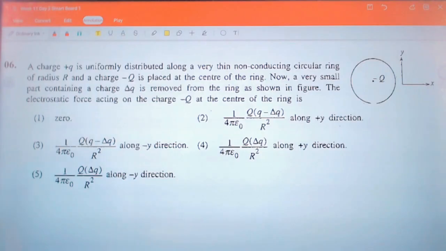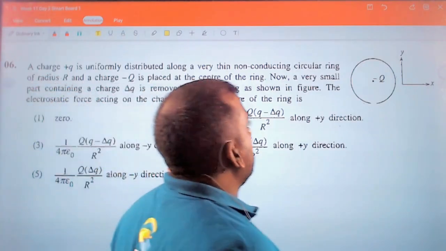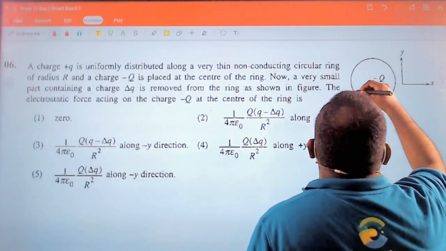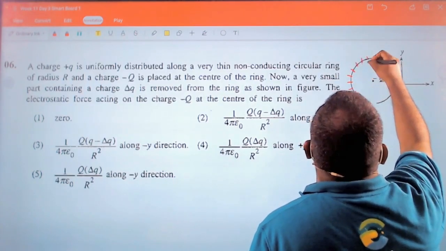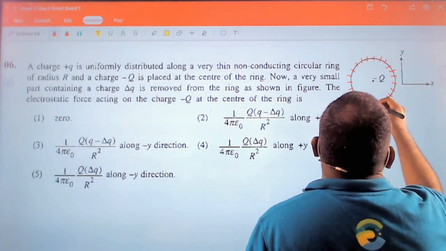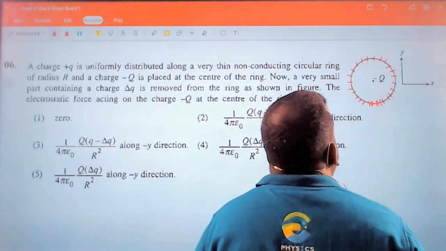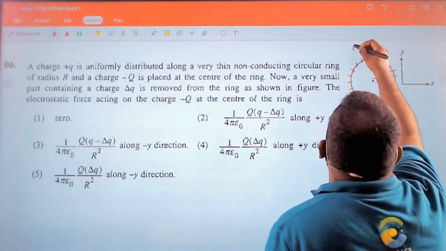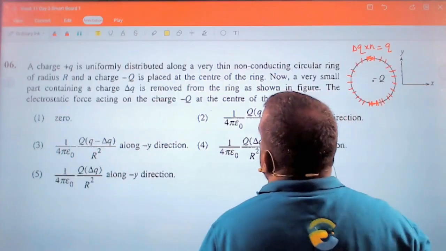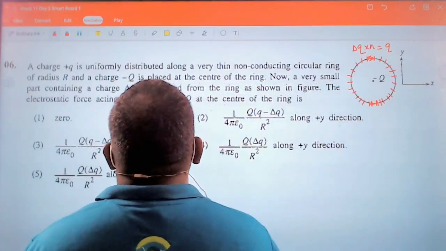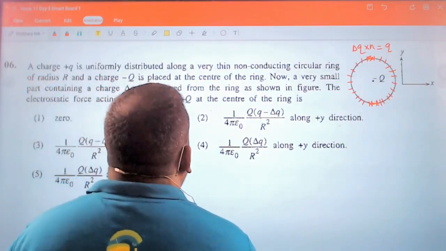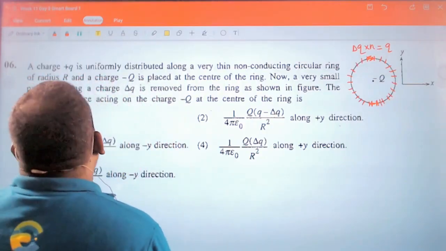A charge Q is uniformly distributed along a very thin ring. So charge Q distributed means divide this into small delta Q charges. Include this part also, delta Q. So all are delta Q. Delta Q times n number of charges is your charge Q. A charge minus Q is placed at the center. Now a very small part containing delta Q is removed. The electrostatic force acting. Right.